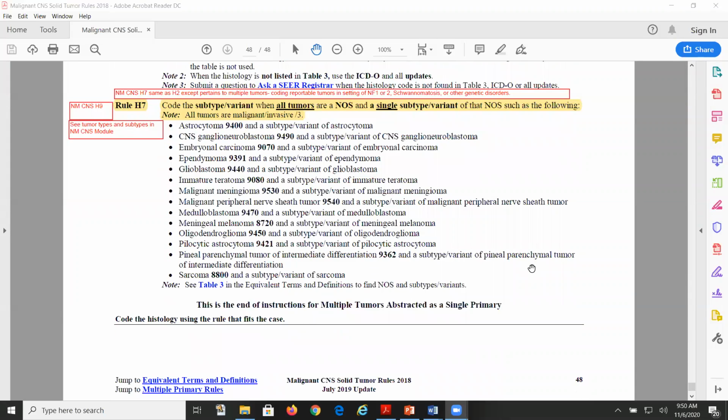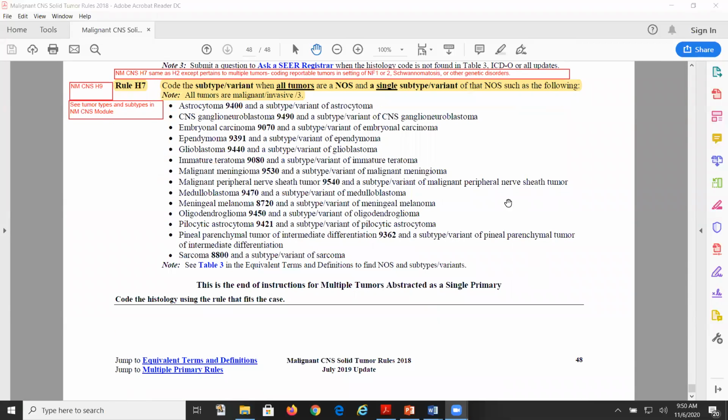So that concludes our walkthrough of the solid tumor rules. Do we have any questions before we proceed through the rest of the presentation? I do not see any questions.